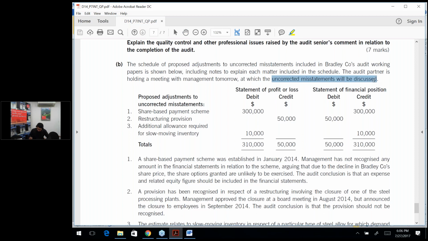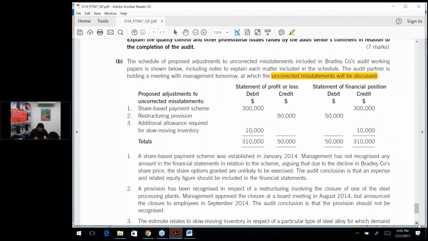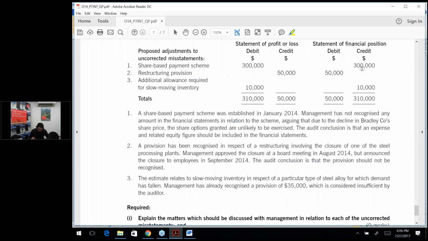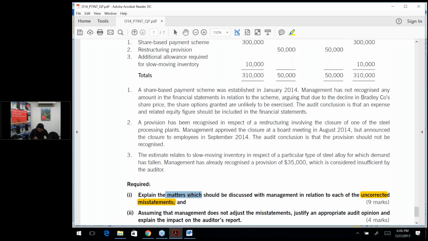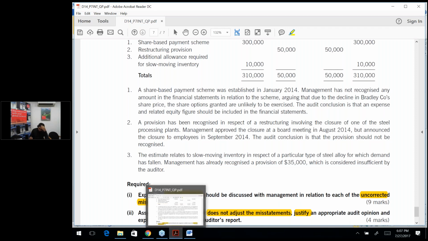Now it says proposed adjustments to a statement, uncorrected misstatements. There could be 3 adjustments: share-based payment, restructuring provision, and the additional allowance for slow moving inventory. The question's requirement is to explain the matters which should be discussed with management in relation to each of the uncorrected misstatements. The second thing is, assuming that management does not adjust the misstatement, justify. Whenever the question's requirement says justify, you need to explain why you suggest a qualified opinion or why you suggest an adverse opinion. Justify an appropriate audit opinion and explain the impact on the auditor's report.